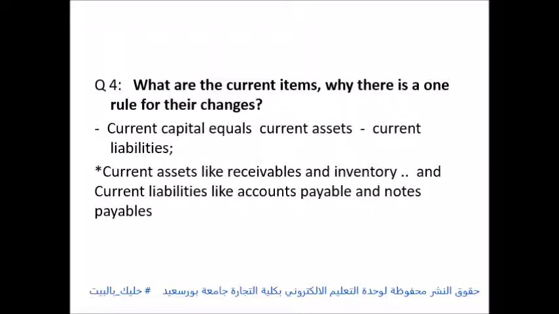What are the current items? Why is there one rule for their changes? Current capital means current assets minus current liabilities. Current assets are things like receivables, inventory, etc. Current liabilities are like accounts payable, notes payable.